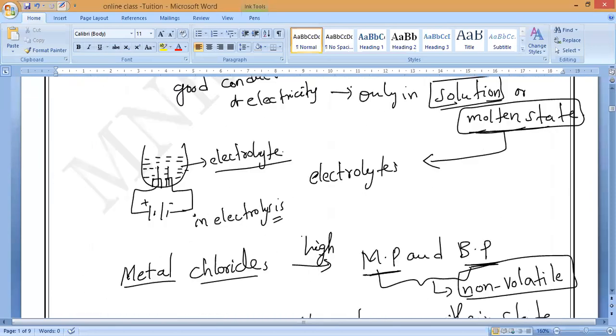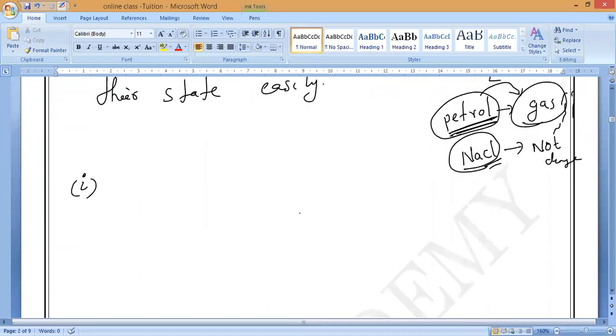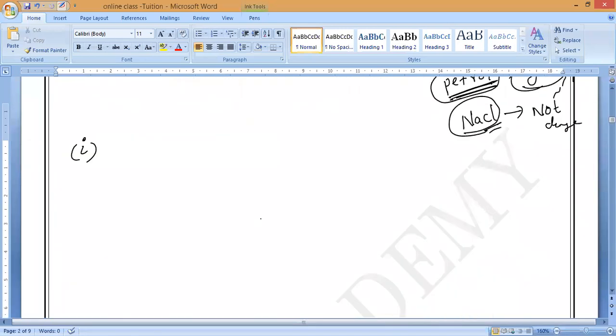So now if you observe here, this is what you have to remember. Let us go with the first example, that is sodium. What is the symbol of sodium, guys? Na.